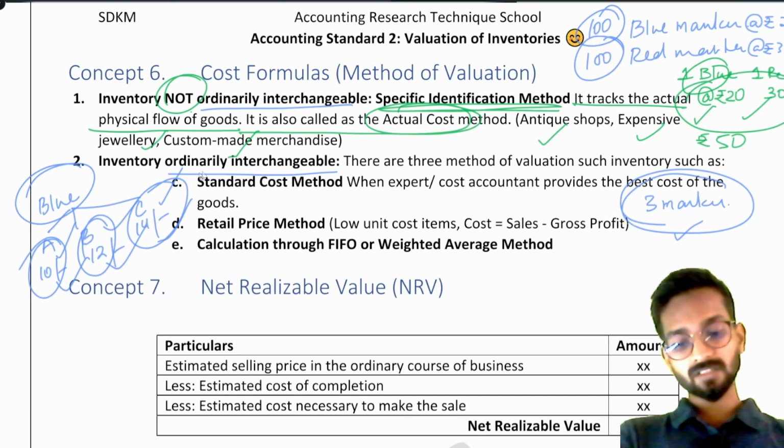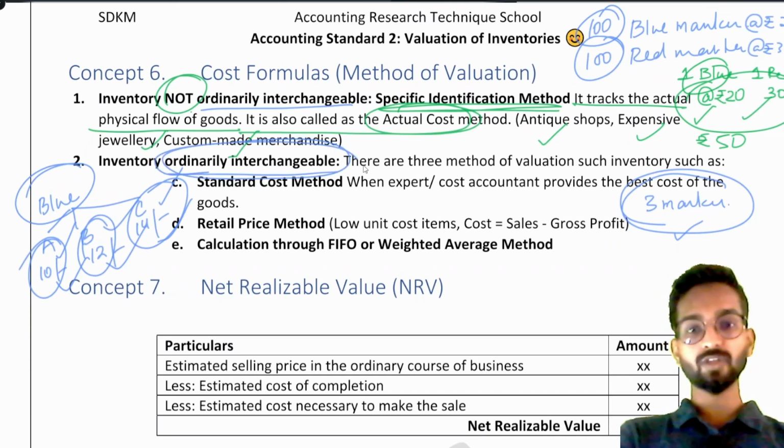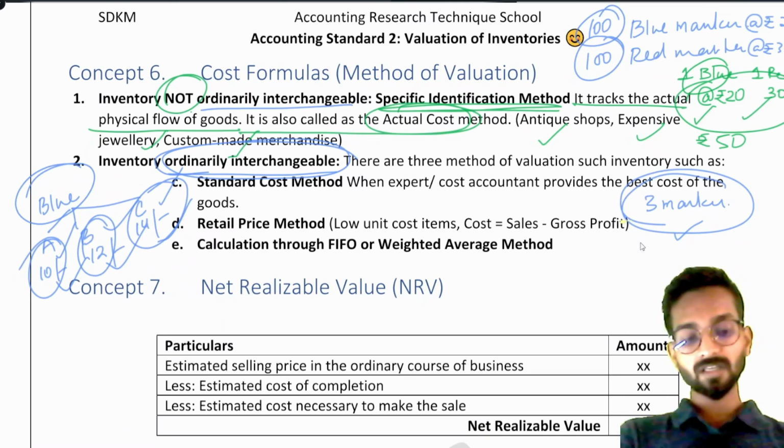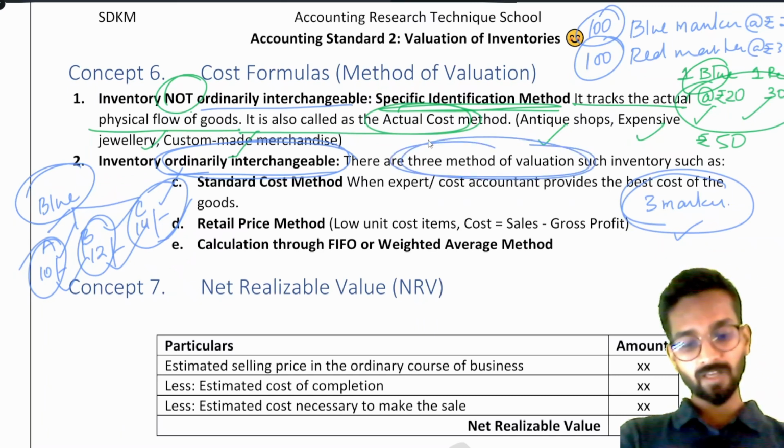Now it means it is ordinarily interchangeable. You can ordinarily interchange, you can replace it. That is the problem in ordinarily interchangeable, and that's why we have three methods of valuation. How will we value? See, first is standard cost method.